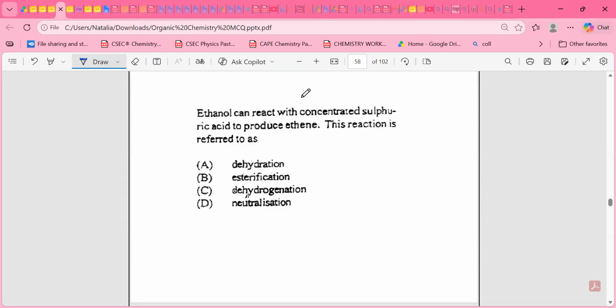Ethanol can react with concentrated sulfuric acid to produce ethene. This reaction is referred to as dehydration. This is not a specific paper we're doing. We're just doing a collection of organic questions.